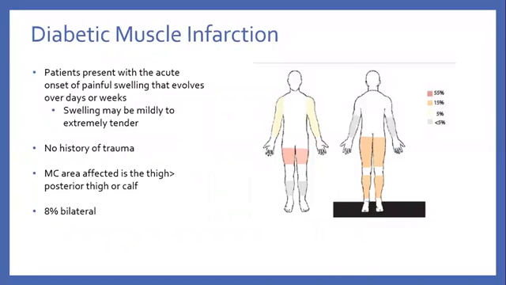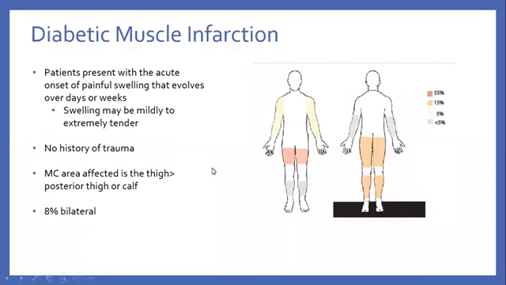Diabetic muscle infarction will affect patients acutely, so they'll acutely complain of pain and have swelling that evolves over days or weeks. The swelling may be mildly to extremely tender. These patients do not have a history of trauma, and the most common affected area is the thigh, followed by the posterior thigh or calf, and 8% are bilateral.